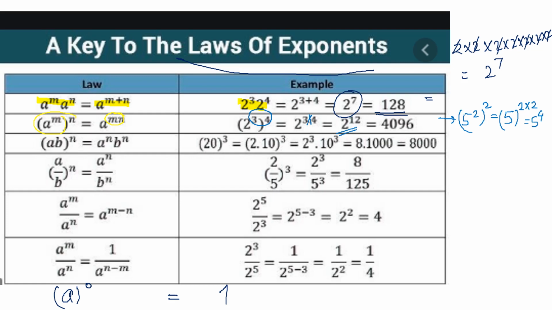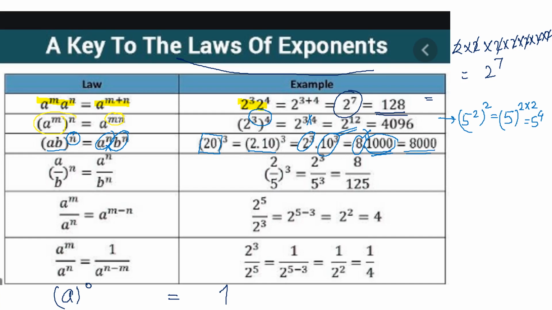Next, a into b to the power n means when two different bases have the same powers, they can be written as a to the power n into b to the power n. Into is not written here, but it is understood, isn't it? So 20 to the power 3. 20 can be broken into 2 into 10, so 2 into 10 to the power 3. It means 2 also has a power of 3 and 10 also has a power of 3. Now 2 to the power 3 is 8, 10 to the power 3 is 1000. So 8 into 1000 is 8000.